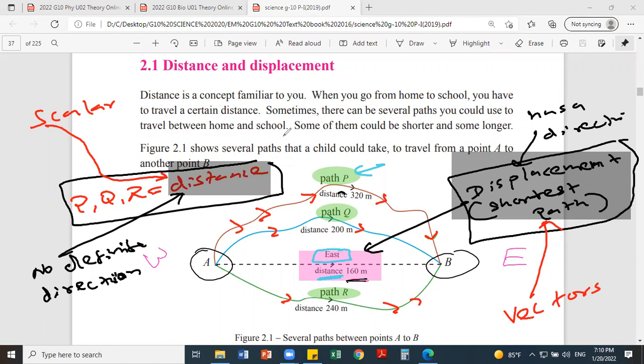You may need more examples to understand this. Very important. So this is unit 2 at the beginning, right? Now what is the meaning of vector? Vector and scalar.